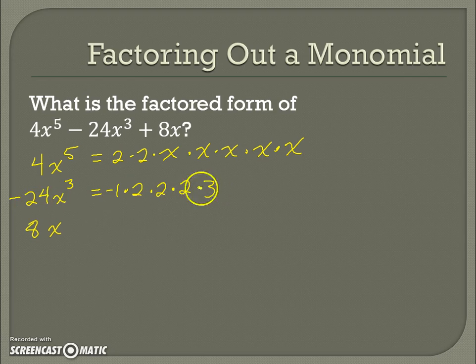If you can't find the prime factorization in your head, then write out the factor tree. That will make that a little bit easier for you. Let me just double check this. 2 times 2 is 4, times 2 is 8, times 3 is 24. Good, we're good on that.